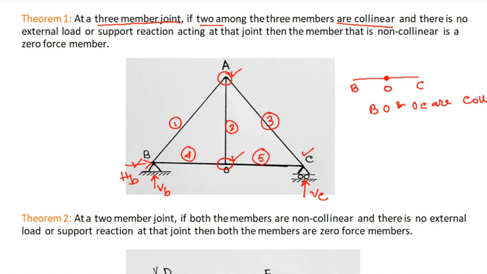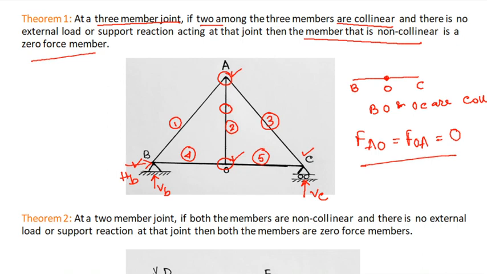Let us look at this joint O. Here we can say BO and OC both are collinear. The theorem is saying that the other member that is non-collinear will be a zero force member. So the other member left is OA. So OA will be a zero force member. That means force in member AO, or we can say force in member OA, is equal to 0.